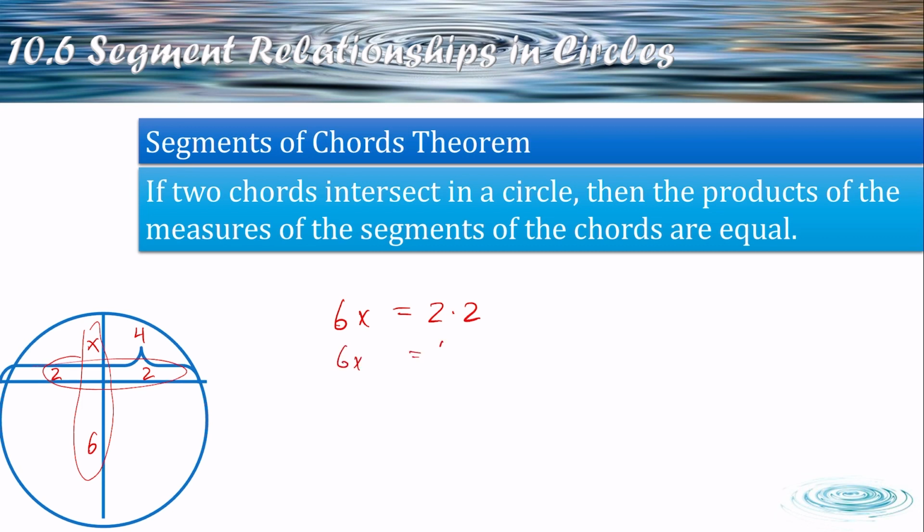So 6x is 4. Divide by 6. 4 over 6 reduces to 2/3. So there's 2/3 of a foot available for the guy's head. It's really not a whole lot of space. You should stay out of flooded water pipes.